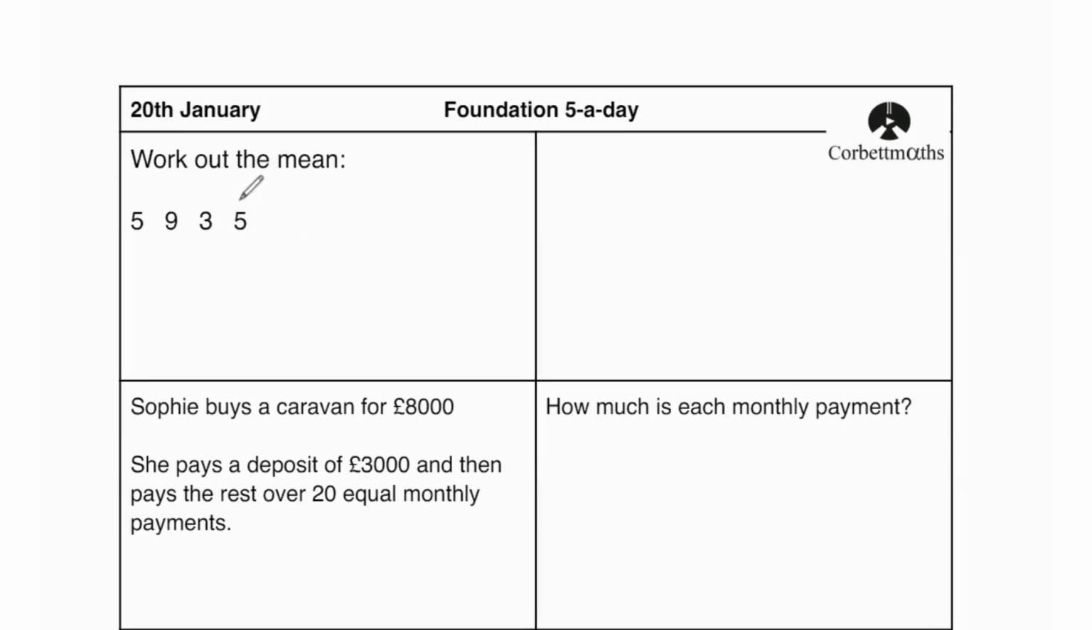First question says work out the mean of 5, 9, 3, and 5. So when you're trying to work out the mean of a data set, what we do is we add the numbers, especially in the case of ungrouped data, and divide that by the number of values. So we will add 5 to 9 to 3 and to 5, which is basically going to give us 22, and divide that by the number of values, which is 4. So 22 divided by 4 is going to give us 5.5. That is your mean value.